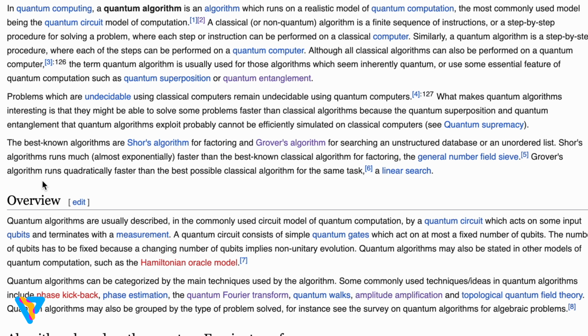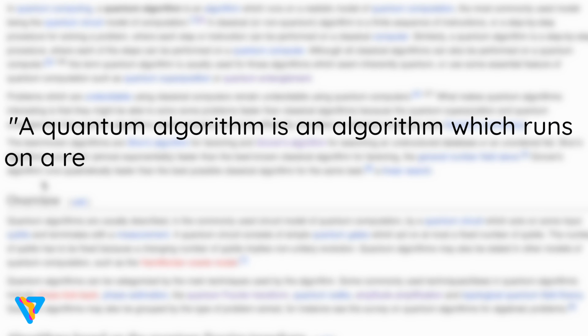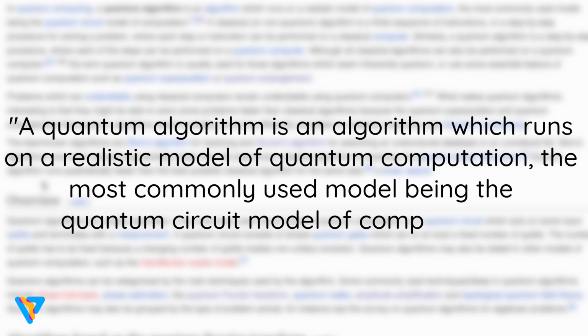What is an algorithm, Isaac? So I guess the dictionary definition of it, aka what's on Wikipedia. In quantum computing, a quantum algorithm is an algorithm which runs on a realistic model of quantum computation, the most commonly used model being the quantum circuit model of computation. So basically we're looking for anything that can run on a quantum circuit, right? I think that's pretty much it.